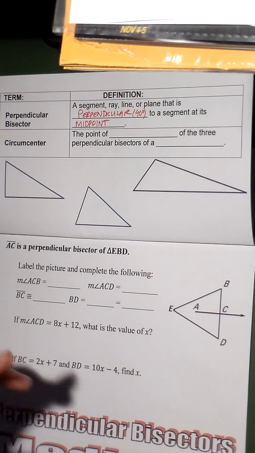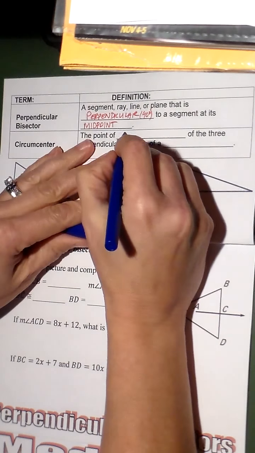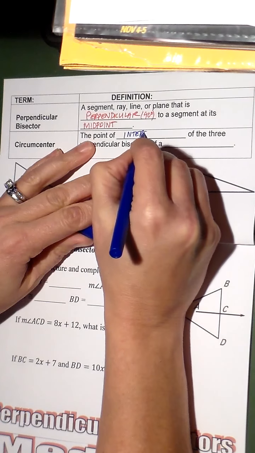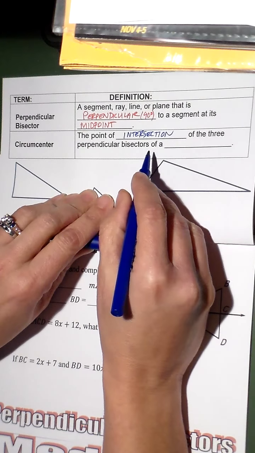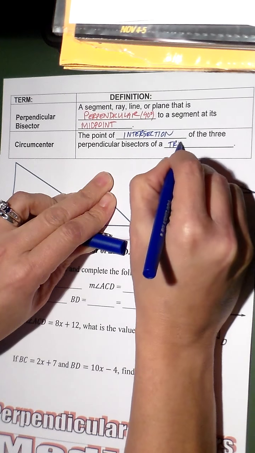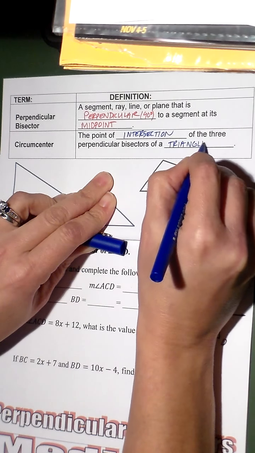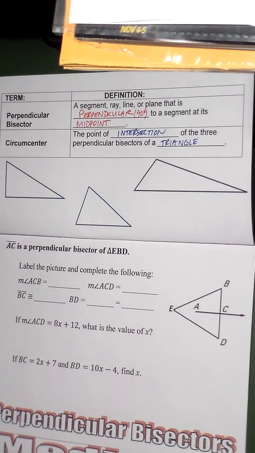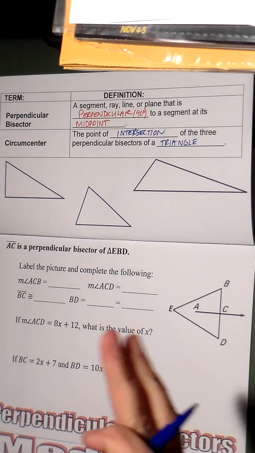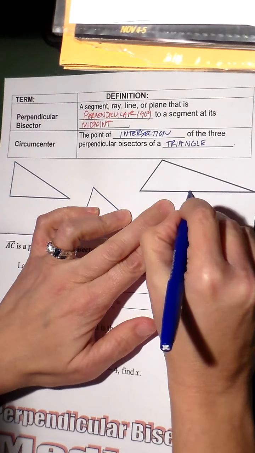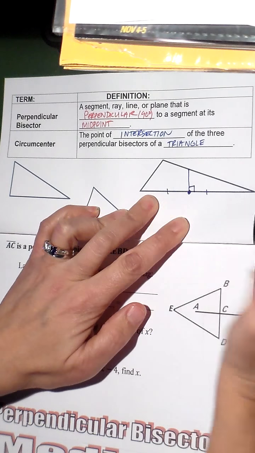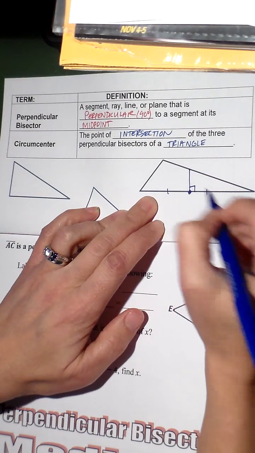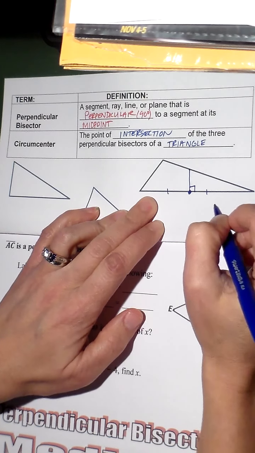The point of intersection of all three perpendicular bisectors of a triangle is called the circumcenter, okay? So let's draw the perpendicular bisectors. Perpendicular bisectors are pretty simple. You find the midpoint and you go up at 90. Does a perpendicular bisector necessarily touch the vertex? No, it does not, okay?